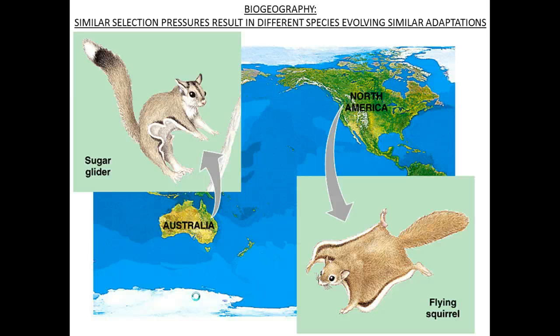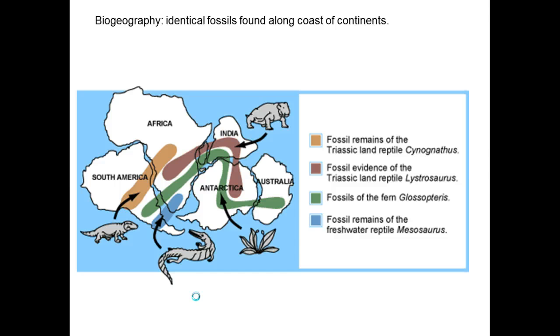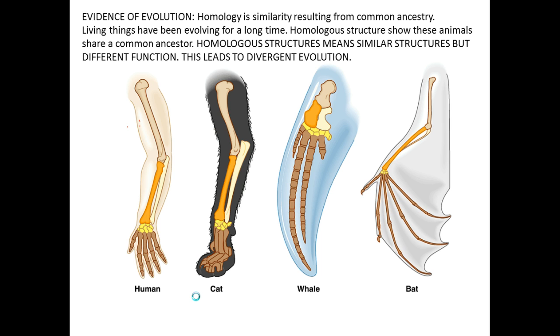You also see that, for example, in dolphins and whales versus sharks. They all have that streamlined body because they live in similar environments, yet one is a mammal and the other one is a fish. So looking at biogeography, we'll look at fossils and see similarities and differences along the coast in different areas.